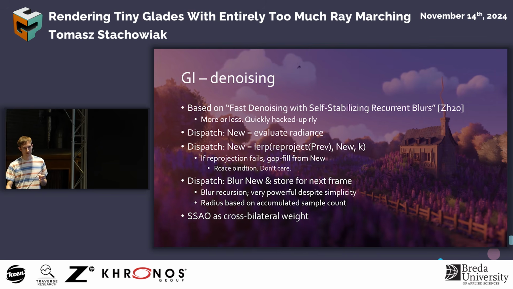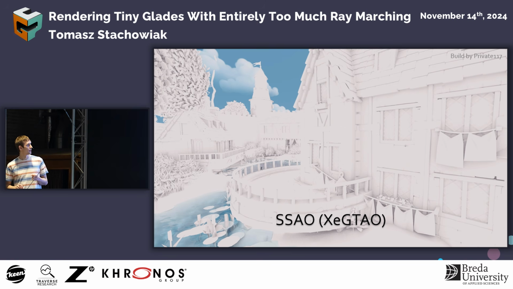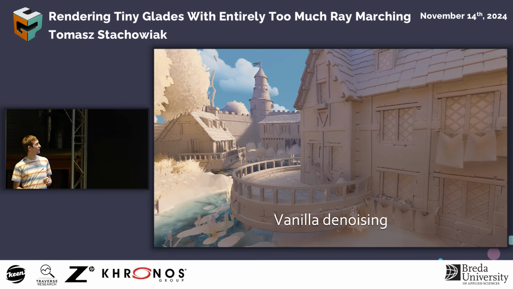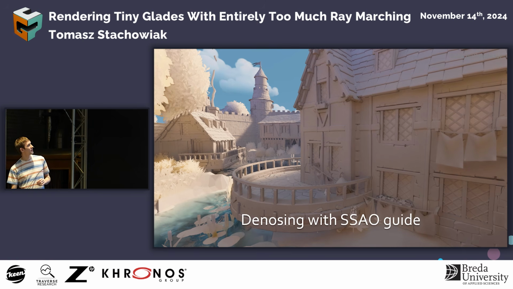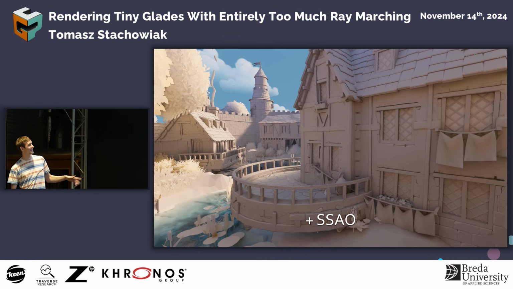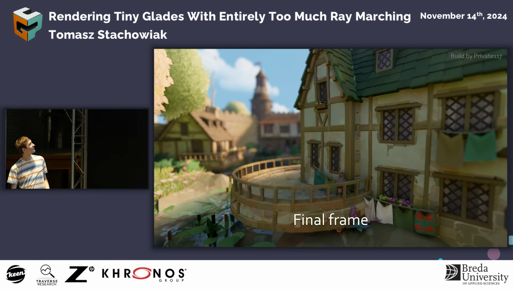weight in the denoiser. And to illustrate that, we start with SSAO generated by Intel's awesome XeGTAO kernel. And this is what you get if you just apply vanilla denoising. And if you use SSAO as a filter guide, you can sharpen the denoising in the corners where you know that you don't want to blend samples because they would be rapidly changing. And then we apply the SSAO on top as well, and then we calculate the final image.